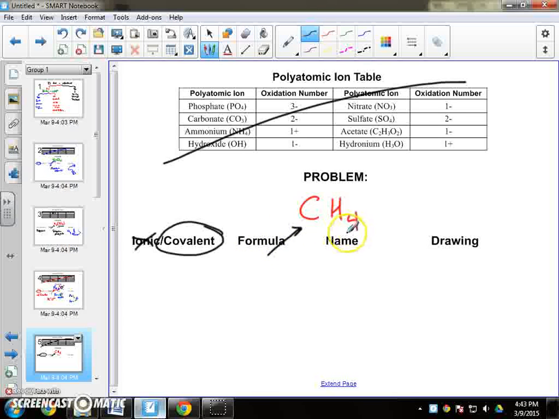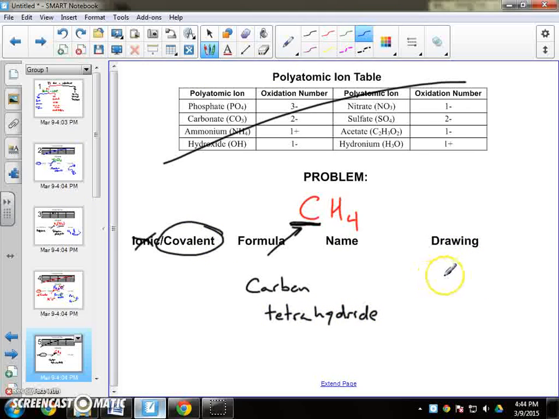We use prefixes for everything unless the very first one is a 1. So we're going to end up with carbon, because there's only 1 and we're not using a prefix. And then tetrahydride, 4 hydrogens.